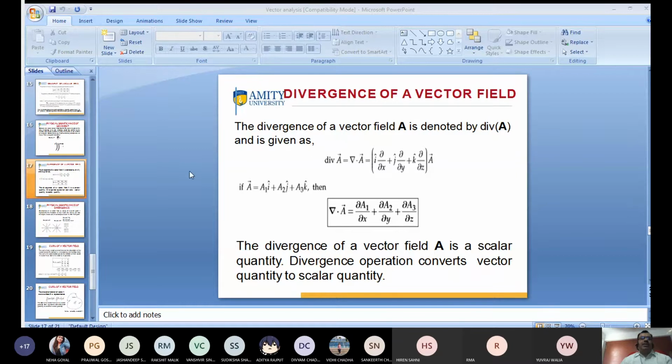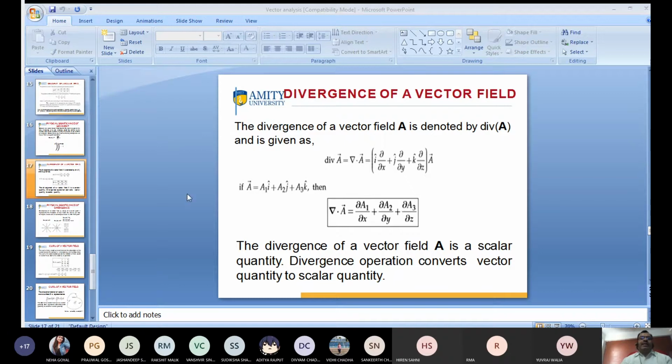This is the dot product. I dot I is 1, so del A1 upon del x. Again, I dot j is equal to 0, I dot k is equal to 0. Again, j dot I is 0, j dot j is 1, so show that del A2 by del y. Similarly, for z, del A3 divided by del z.